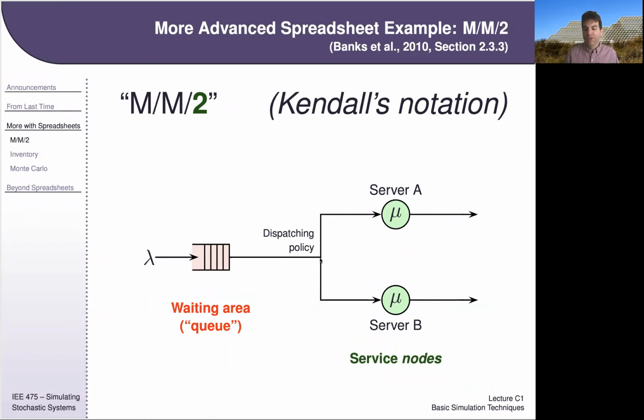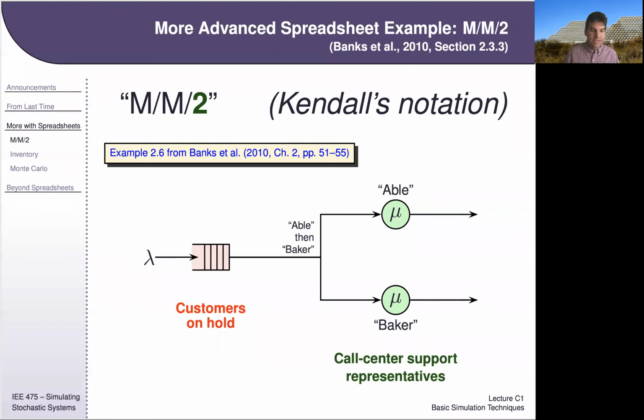Now we have to decide, if there are 2 servers available, which server do you go to? For this system, we'll say that if both servers are available, you go to Able before you go to Baker. That's how we're going to dispatch from these 2 servers. So now we have that. Let's say this is in a call center. How do we simulate this call center? Let's say using our spreadsheet example.